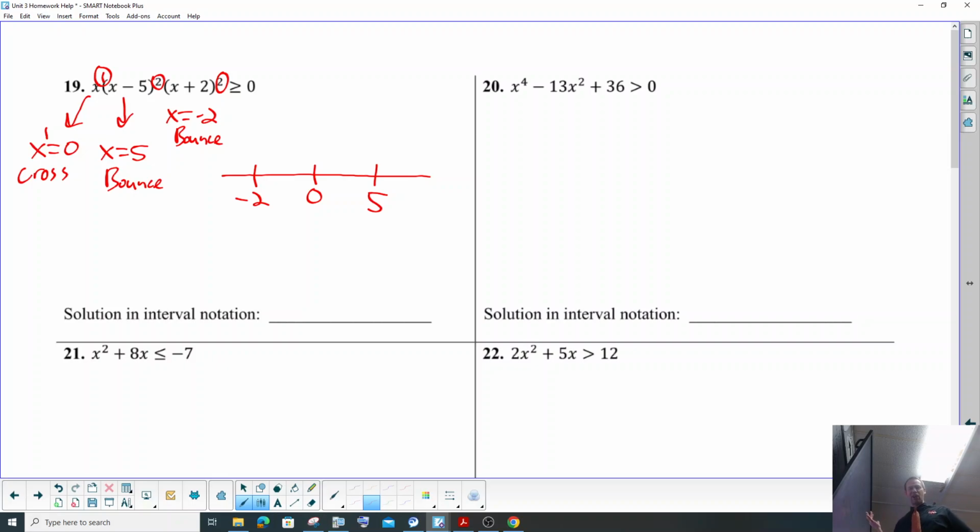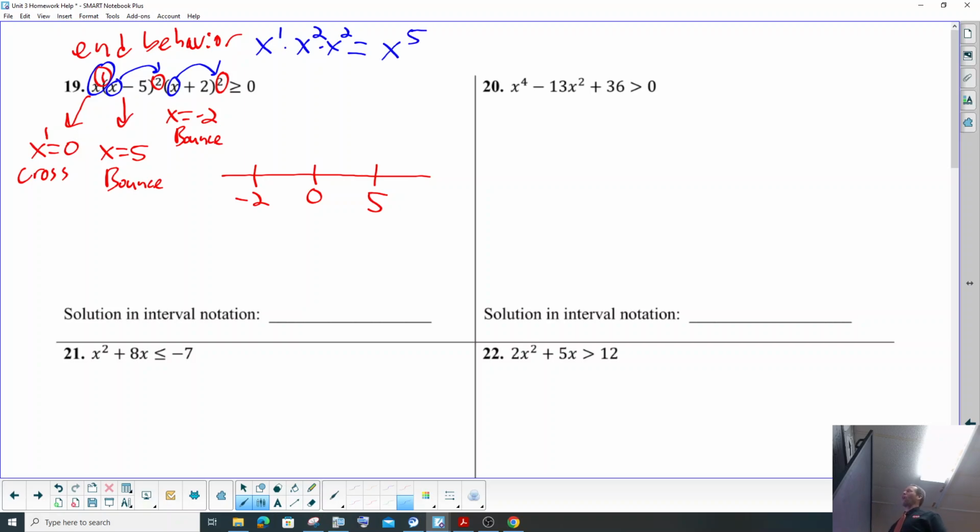Now, what's our end behavior? So the end behavior has to do with the powers. We have an x to the first power that we're going to multiply, an x squared that we're also going to multiply, as well as another x squared. And so what do we do? Add the powers. 2 and 2 is 4, plus 1 is 5. So 1 plus 2 plus 2 is 5.